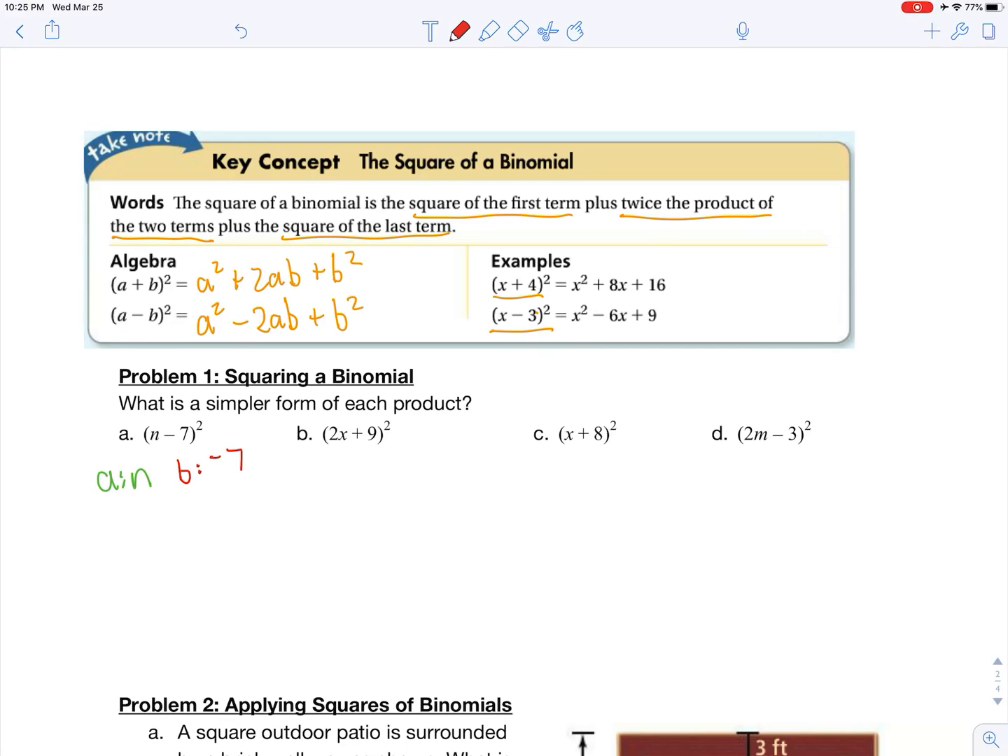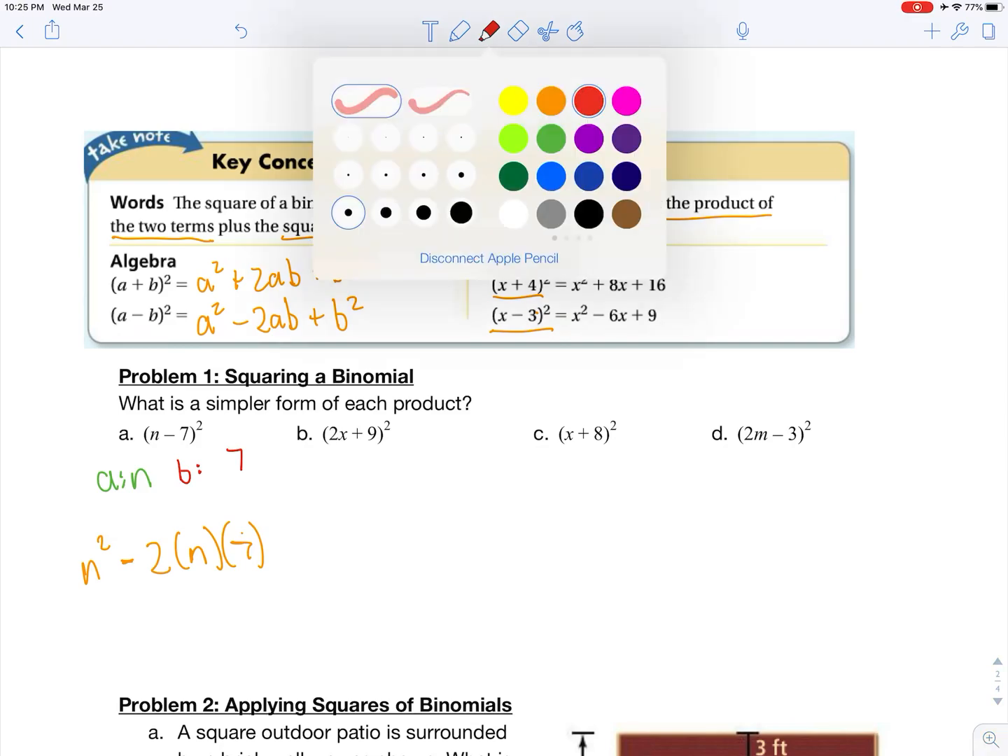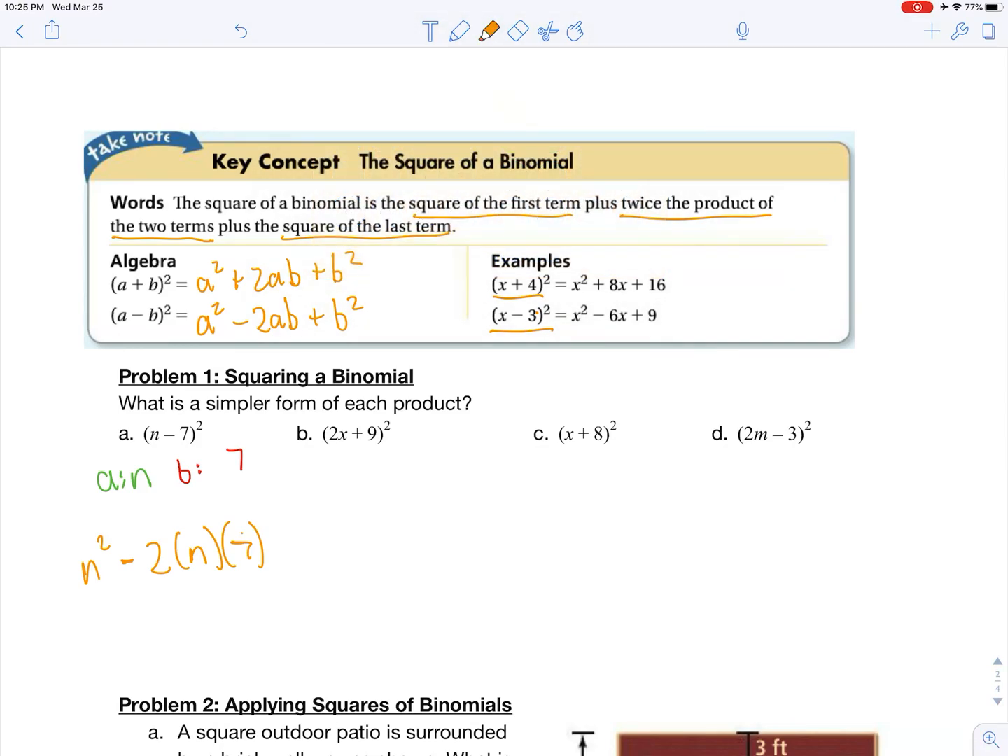So if I was to follow the formula, I just got to make sure I'm plugging in the right spot. So a squared, that's going to be n squared in this case. And since we're dealing with a negative, this is going to be minus 2. And then again, a was our first term, and b was our second term. We're just going to use that 7 there. And since we're using a 7, let's get rid of that negative. And then for our last term, again, that was the square of our last number. So that's b squared, which in this case is just going to be plus 7 squared.